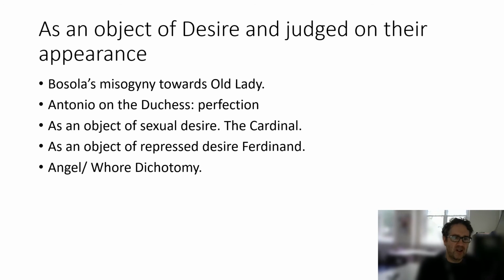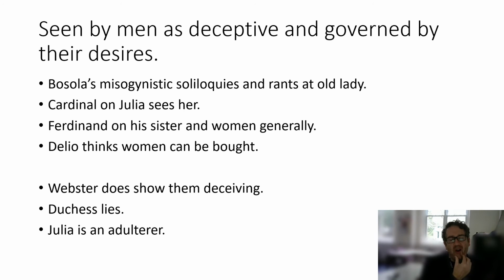Bosola in Act 2 just takes out his misogyny on an old lady, presumably because she's old, and he talks insultingly about her appearance and how her diseased appearance perhaps reflects an inner disease. But perhaps this also reflects Bosola's inner disease as well. His misogyny, but also his hatred of mankind in general. So men, on the whole, seem to view women as deceptive and governed by their desires. And we see that from quotes from Bosola, the Cardinal, Ferdinand, even Delio as well, who tries to buy Julia off for sexual purposes.